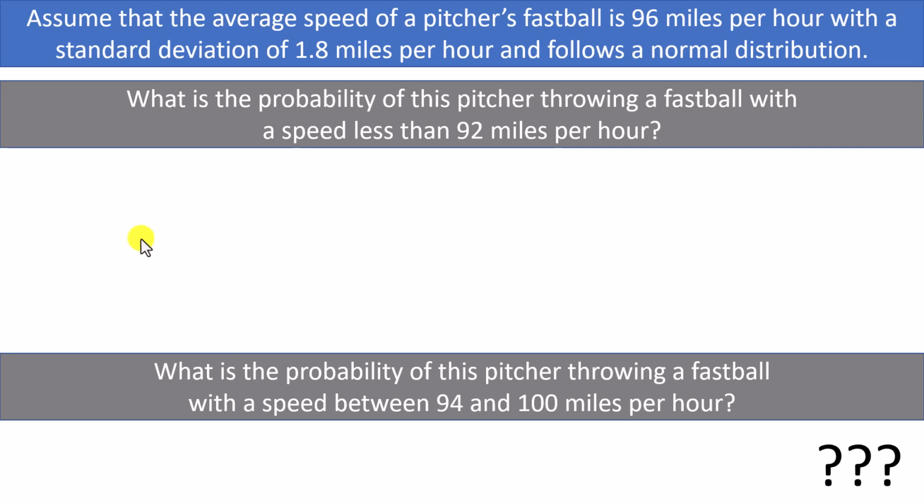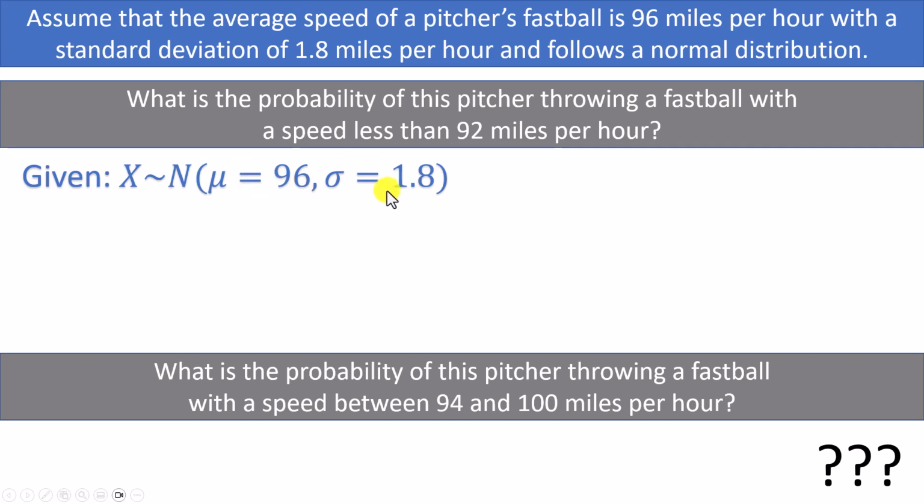Okay, I'm going to go ahead and work through the first part. If you have not finished the first part, please pause the video again and try that. But I'm going to work through this one. They tell us in the problem that the mean speed, or the average speed, is 96 miles an hour and the standard deviation is 1.8. We can represent that using this notation: our variable, which is the speed of the fastball, follows a normal distribution with mean of 96 and standard deviation 1.8.